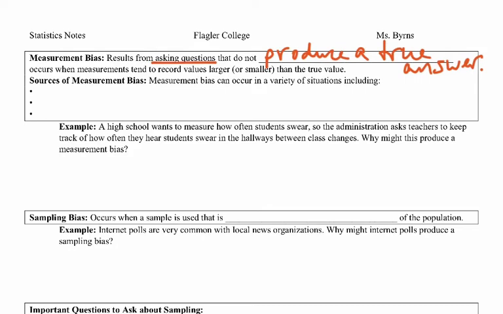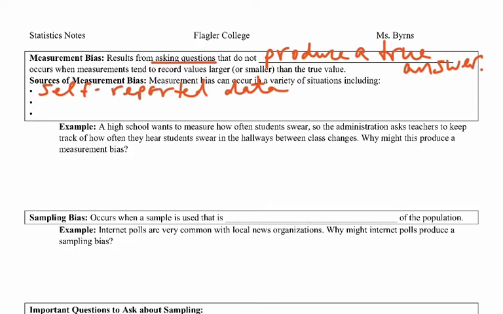Measurement bias can occur in a variety of situations, including self-reported data. That's always an issue. What I mean by self-reported is when you ask somebody to answer a question and you rely on them to give you an honest answer, and maybe they're not honest about it. A lot of times they are honest, but sometimes they're not. Weight is a good example. If you ask people their weight, that's kind of a sensitive topic, so people may not always be honest about it. They may tell you a number that's lower or maybe higher, depending on their situation. That would be considered self-reported data and would produce a measurement bias.